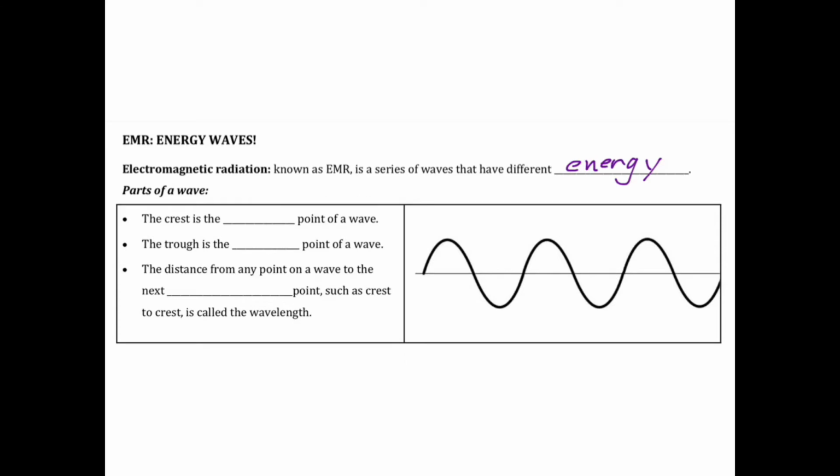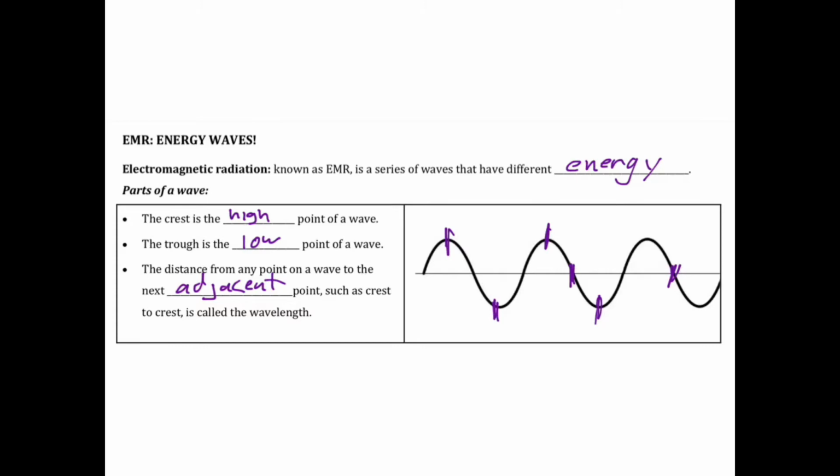The crest is the high point on a wave. The trough is the low point. And the distance from any point on the wave to the next adjacent point is called the wavelength. So for example, from here to here is the wavelength. From here to here is the wavelength. From here to here is the wavelength. And so those all have the same length.